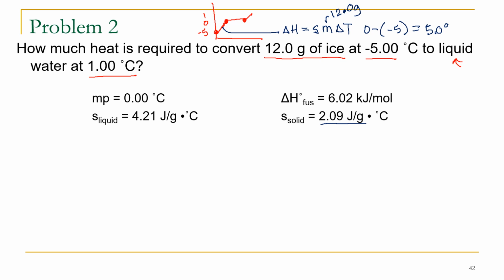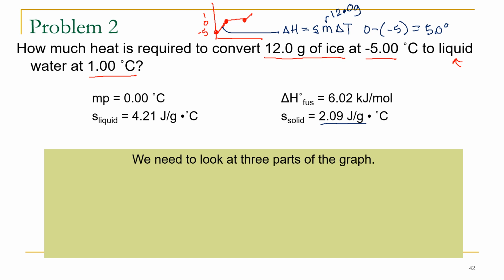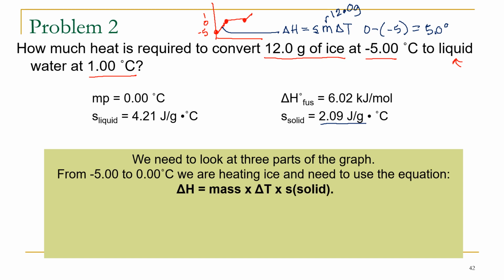Let me see what I have here. So yeah, we need to look at 3 parts of the graph. So from -5 to 0, we're using delta H equals mass, 12 grams, times delta T times S solid. And I just kind of pulled that out. I think on the next slide I work through the process.